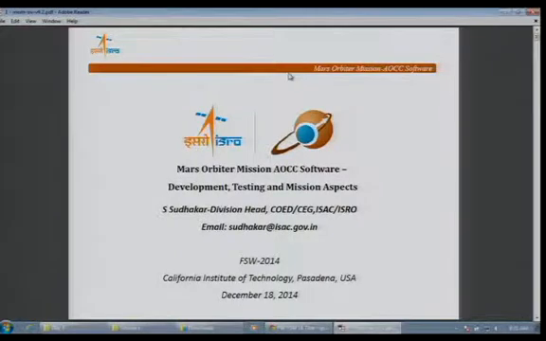This is Sudhakar from ISRO Satellite Center, Bangalore. With me, I have Mr. Subramania Udupa, Group Director, SVS Speaker, and Mr. Jagannath Das, who heads the Onboard Software Division. I have the great privilege of presenting the MOM AOCC software configuration, development, testing aspects, and mission experiences at this workshop at Caltech.